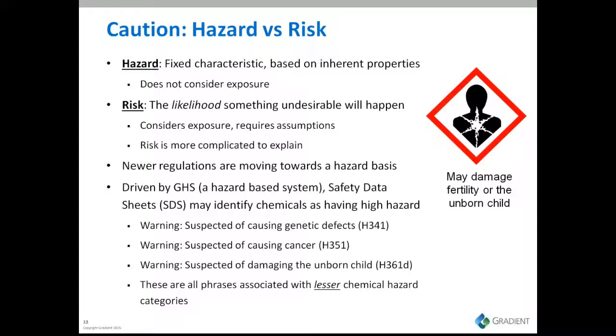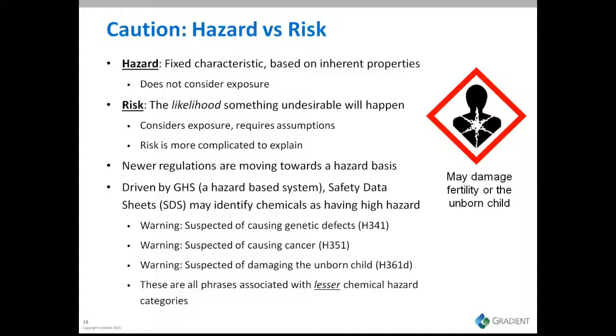Now, I wanted to say something, a word of caution about the idea of hazard versus risk. These are terms that are being thrown around a lot lately, and I think it's important to really understand the distinctions between them. So hazard really represents a fixed characteristic based on something's inherent property. So for example, its inherent toxicity or its inherent flammability. Hazard does not consider the potential for exposure. It's just the properties of the material itself.